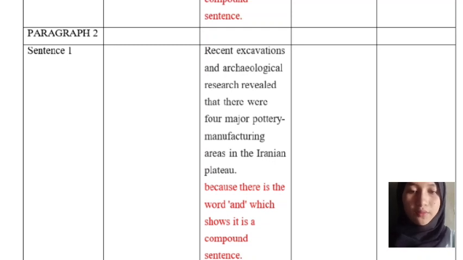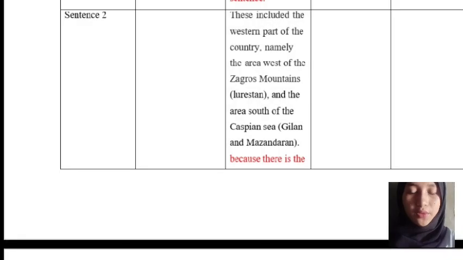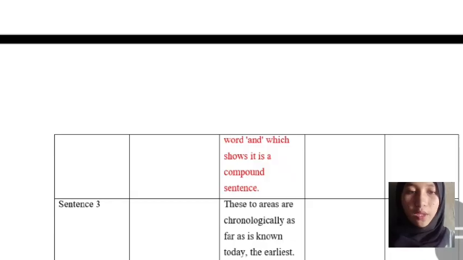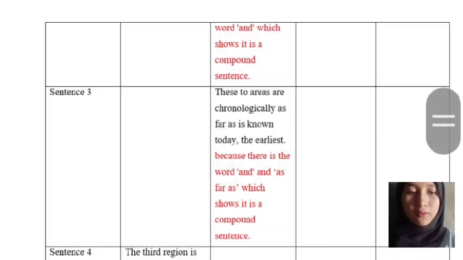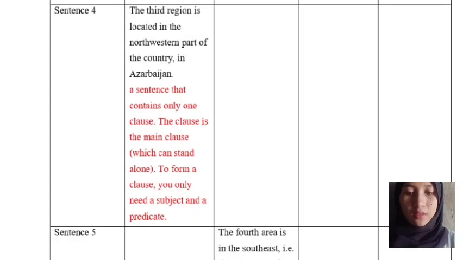Paragraph 2, sentence 1, compound sentence, because there is the word "and," which shows it is a compound sentence. Sentence 2, compound sentence, because there is the word "and." Sentence 3, compound sentence, because there is the word "and," as far as, which shows it is a compound sentence. Sentence 4, simple sentence. A sentence that contains only one clause. The clause can stand alone. To form a clause, you only need a subject and predicate.